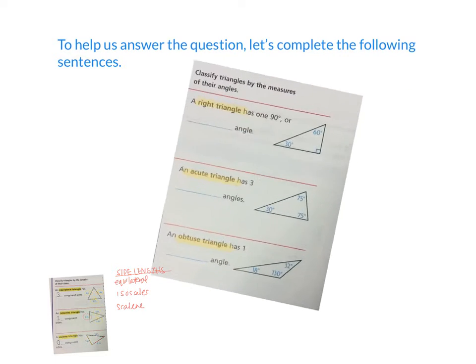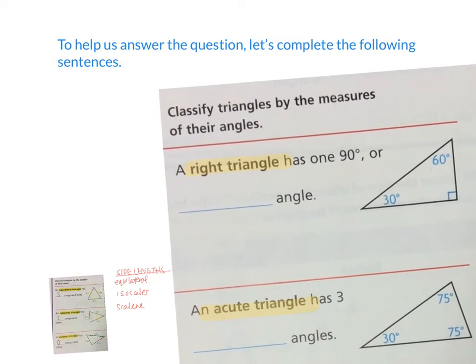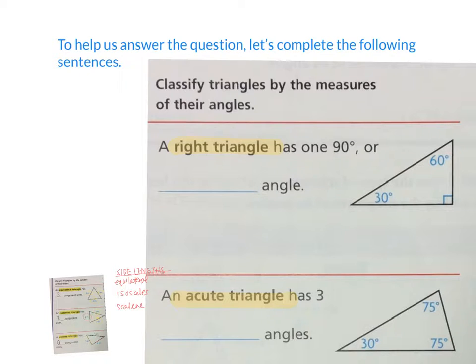There's another way we can classify triangles, and that's by looking at the measures of their angles. Before we were looking at just the side lengths. Now we're only going to look at the angles. So when you're ready with your notes, look back into your packet.